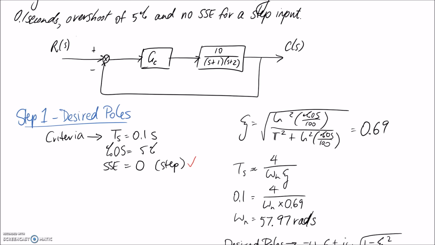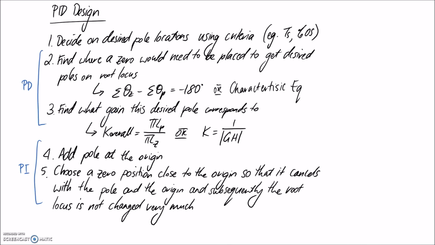So now we just need to focus on making sure that we get our settling time and overshoot to be what we want. So that concludes step 1 pretty much. We've decided on our desired pole locations. So the next step that we need to follow through with is finding where a 0 would need to be placed in order to get the desired poles on the root locus. So there's two different methods that we can use. I'm going to go with this one here, which is the more graphical method, but either one will work.